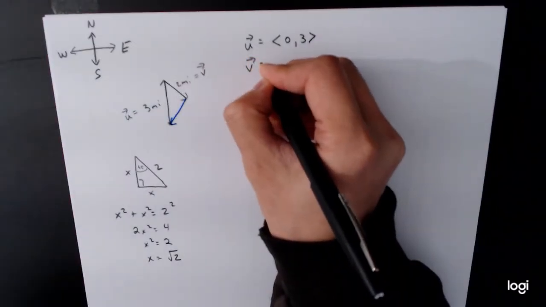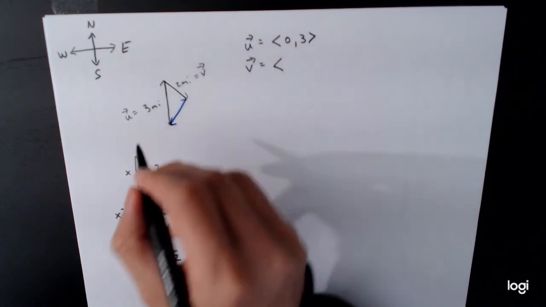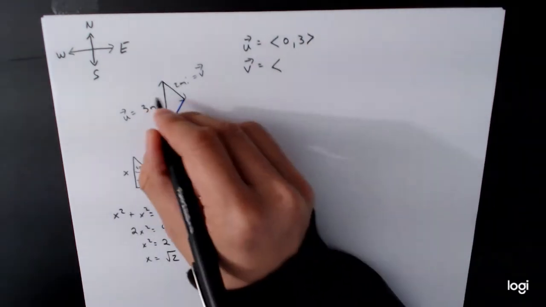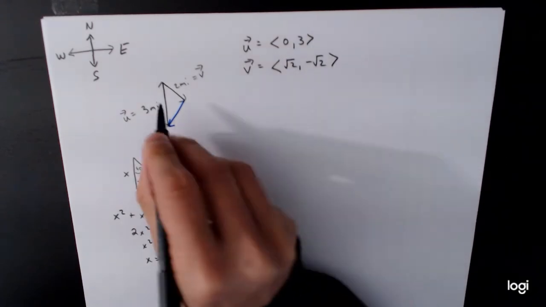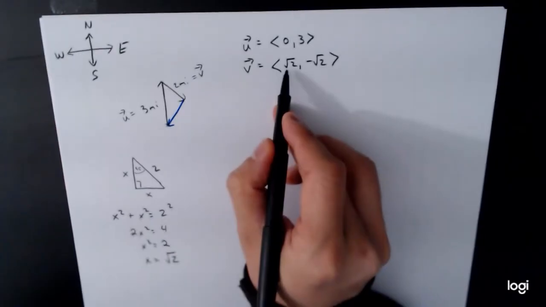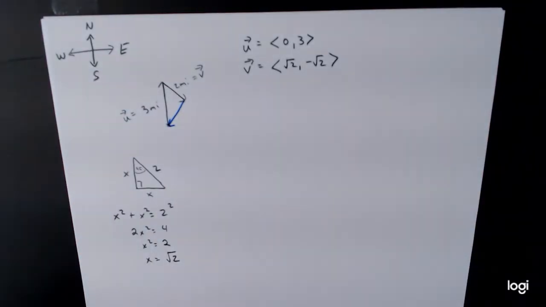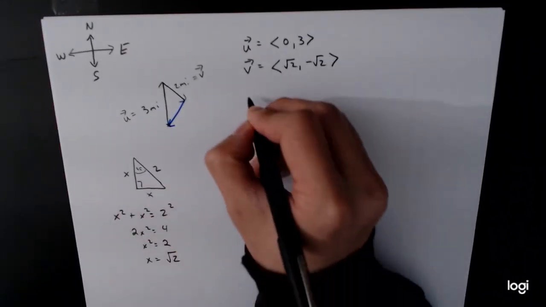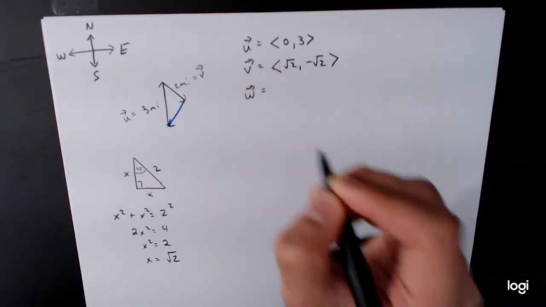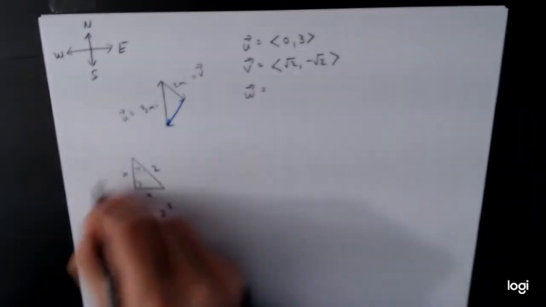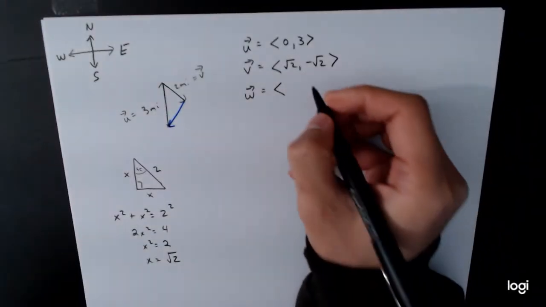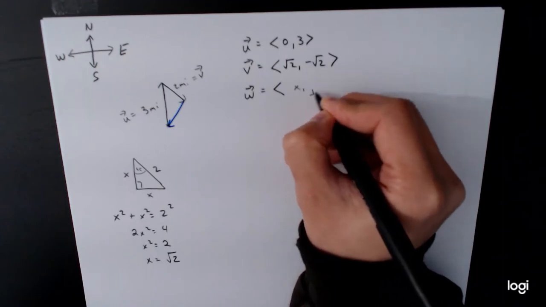So the vector v is going to be the vector square root of 2, comma, negative square root of 2. So we're going to go right, that's the square root of 2 here, and then down is the negative square root of 2. This third vector w is the one that we're not sure of. We don't know what it is. We're going to figure it out. I've already used the letter x down here, which is a little bit unfortunate, so we'll just call this one x1, comma, y1.